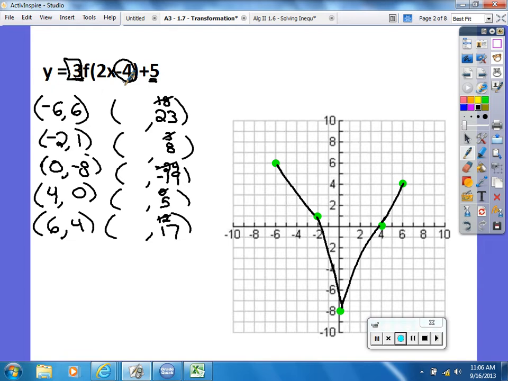What does that mean I do to all of my x's? I add 4. So negative 6 plus 4, negative 2 plus 4. Oops, I shouldn't write that large, because I have to do a little bit more to it, right? 0 plus 4, 4 plus 4, 6 plus 4.